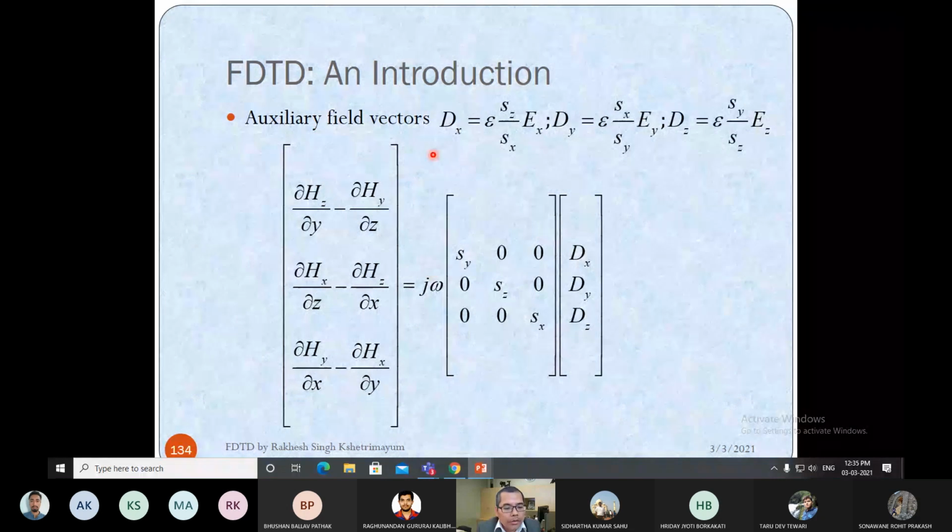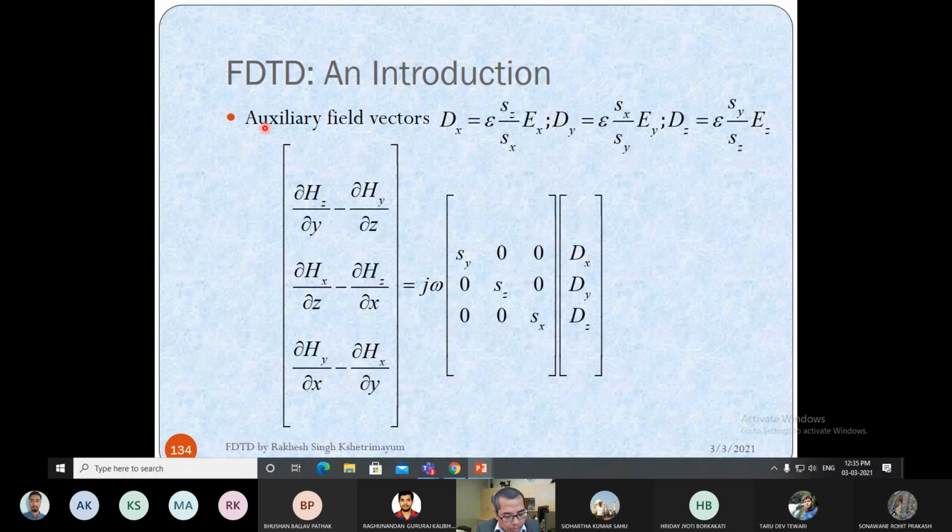Let us just define a new variable which is called auxiliary. Auxiliary basically means helping. You have heard of an auxiliary graph meaning helping bars. Just like that, we define auxiliary field vectors here so that our analysis becomes easier. These auxiliary field vectors will make our analysis simpler.